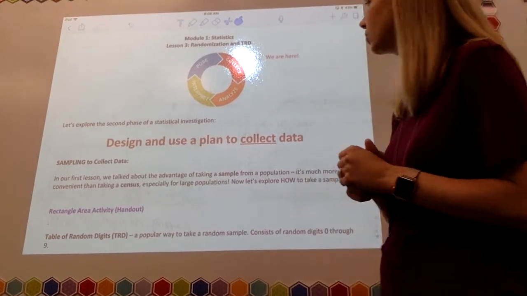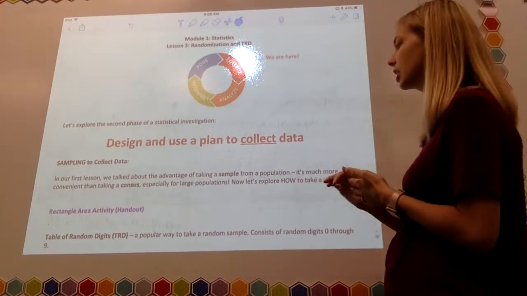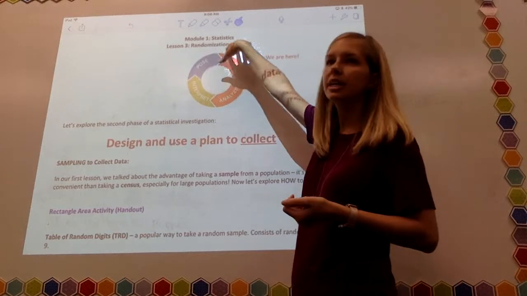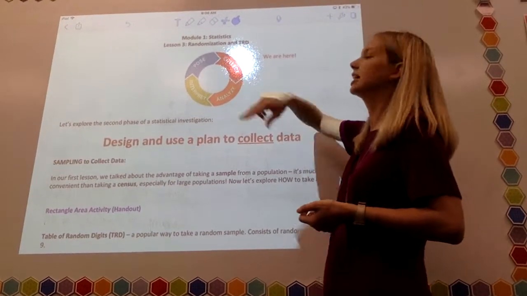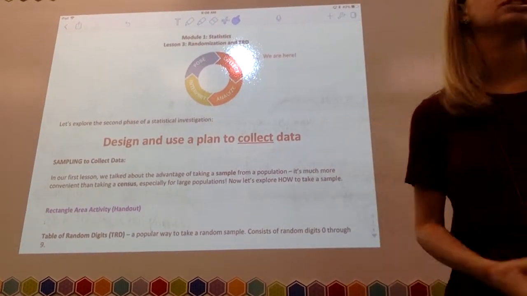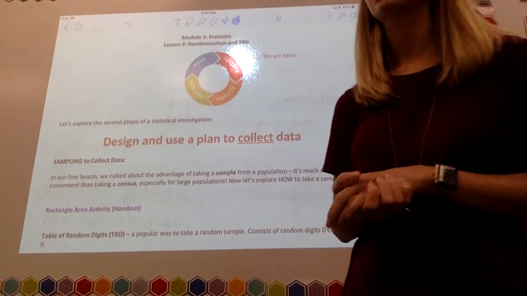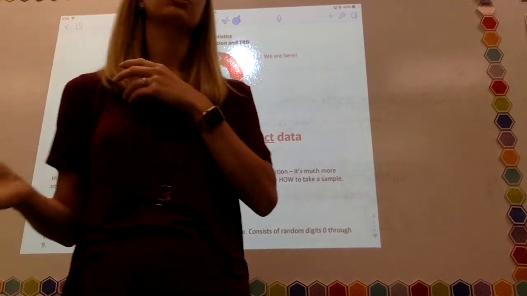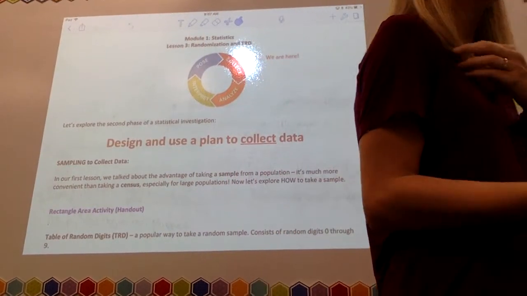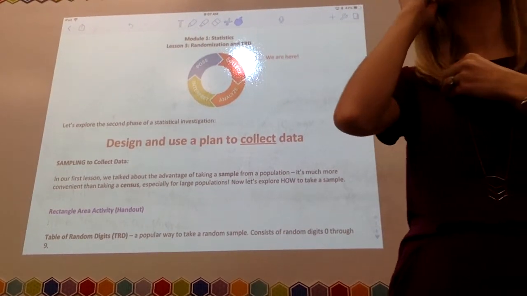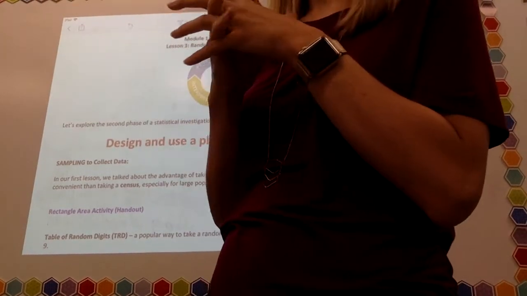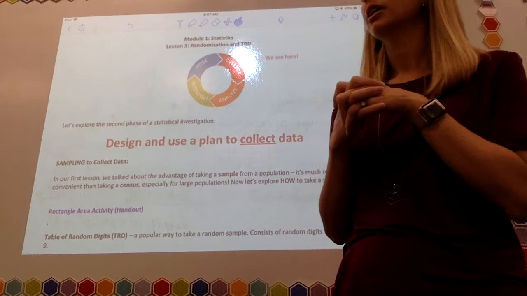Okay, so the first thing, we're going to work with sampling and random sampling, and today we have a TRD, which is a table of random digits. First thing I would like you to do: I gave you a handout, and this handout is also in your notes, so you don't have to take it out with you today. You can throw it away. It's in your notes, so you might need it tonight for your homework.